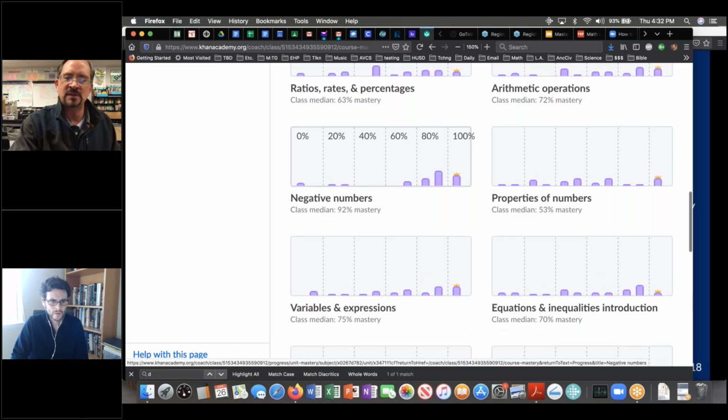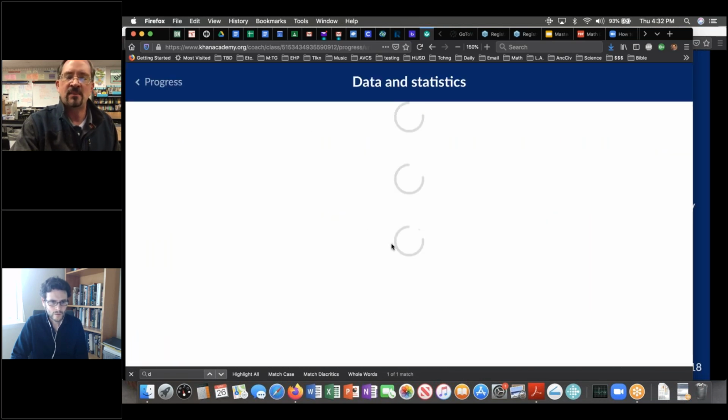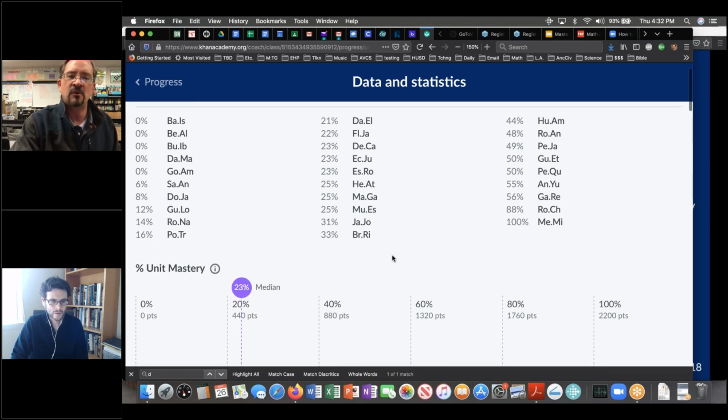Especially at the unit level, they'll see bigger growth when you click on by unit. For example, that unit that I haven't even taught yet. They'll see growth more rapidly because within a unit, it's less material, so their growth happens more quickly.